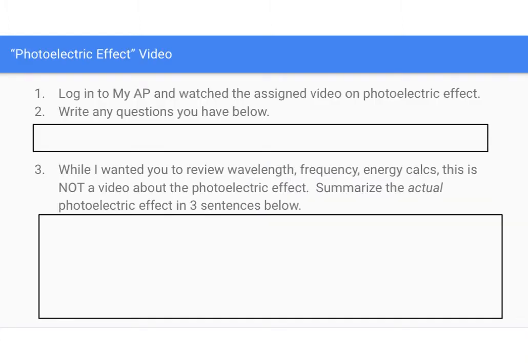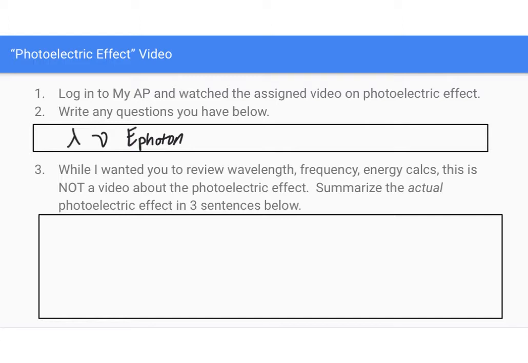This photoelectric effect video really wasn't about the photoelectric effect, but it did give a good review of wavelength, frequency, and energy of a photon. Those equations are on your equation sheet. Do remember, it just says energy. It doesn't say energy of a photon, so make sure that you know that it is in fact a photon. I'm not going to do your work for you in number 3.